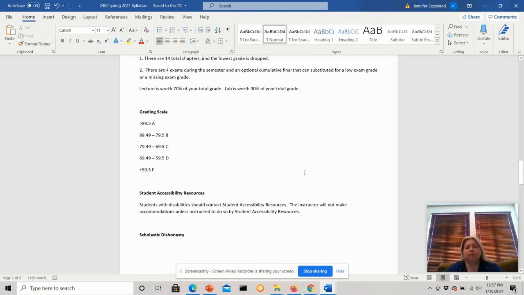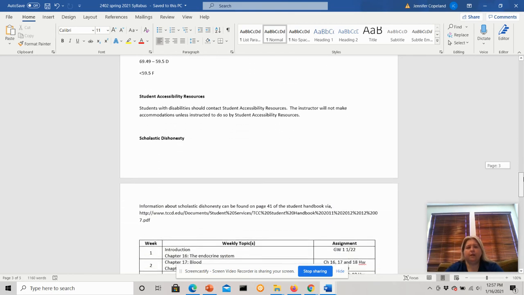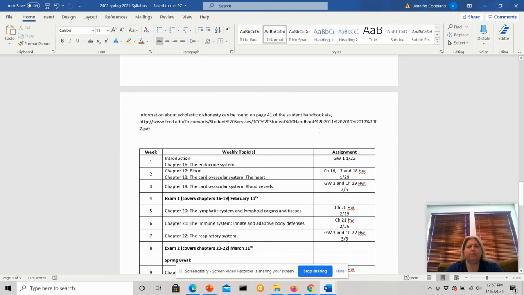Student accessibility resources. If you have a disability, please let me know. I need the information from the Student Accessibility Resource Office in order to make accommodations for you. Scholastic dishonesty. Information about that can be found here. I do not like scholastic dishonesty at all, nor do many of the other hardworking students in your class. So please do not do that. Enough said.